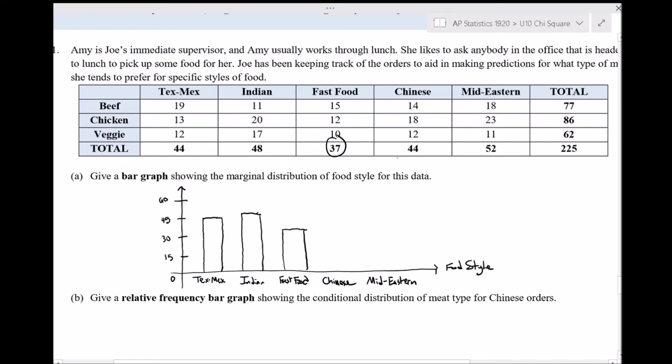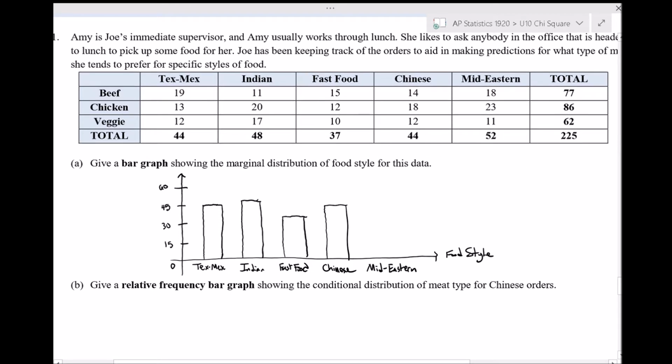And for Chinese, the marginal value is 44, which is the same as the first one. Middle Eastern, 52, which is the largest of the bunch. 52 is going to be somewhere up over here. It should be taller than all the other ones, but still not anywhere near where that 60 is at. And that's all they wanted.